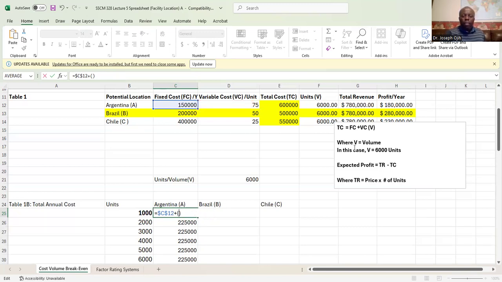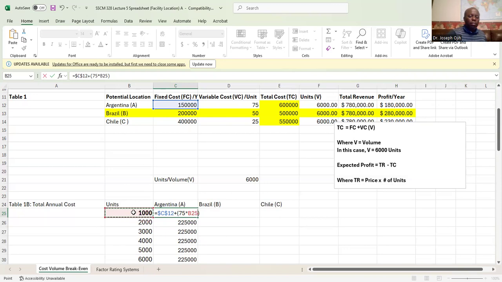Okay, fixed cost, which is right here, times variable cost, which is 75. Let me just type 75 times number of units, which is 1,000.